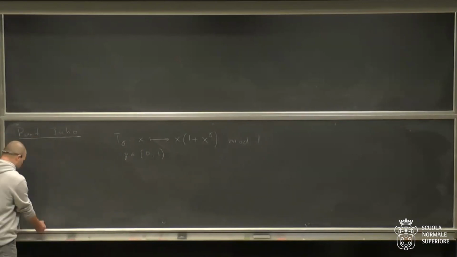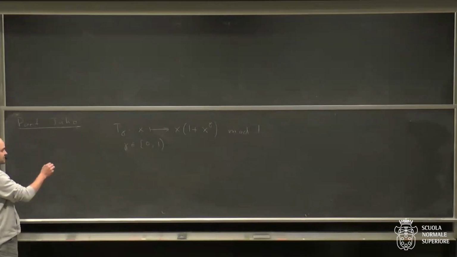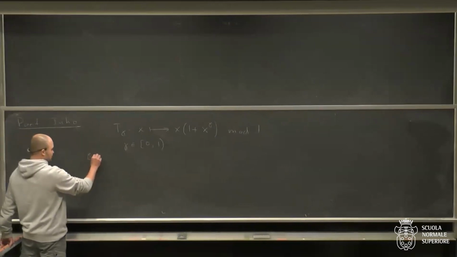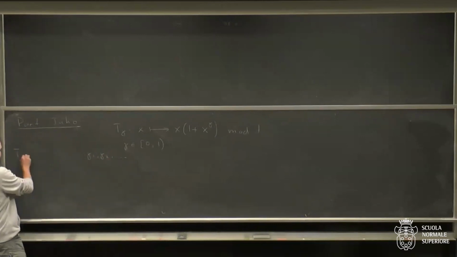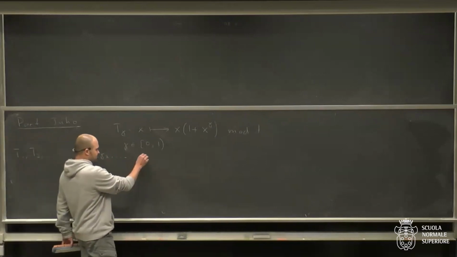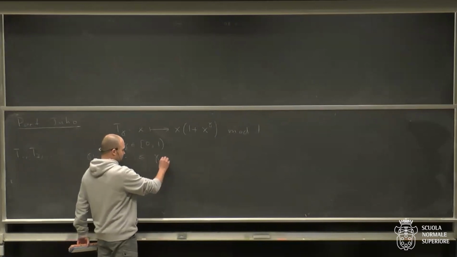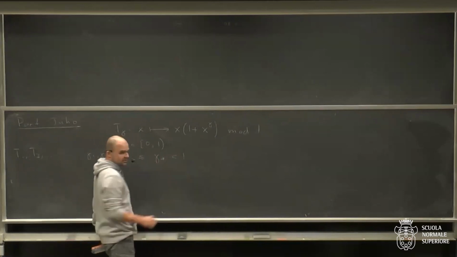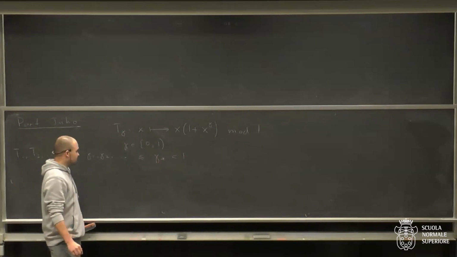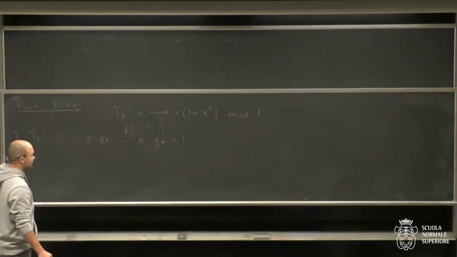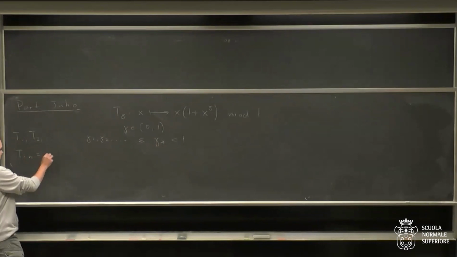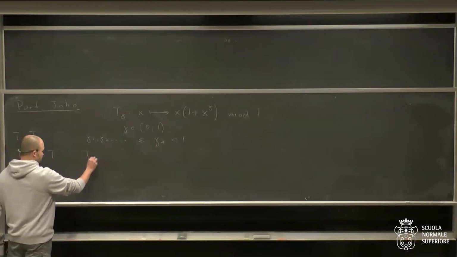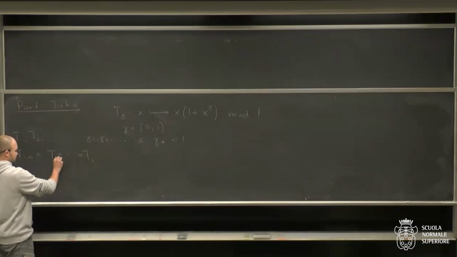Take a sequence of parameters, gamma 1, gamma 2, and so on, and the corresponding maps T1, T2. And let's bound these parameters by some gamma star, which is less than 1. And I look at compositions of these maps. So let's denote T_1^n to be T1 applied to T2 and so on, applied to Tn.